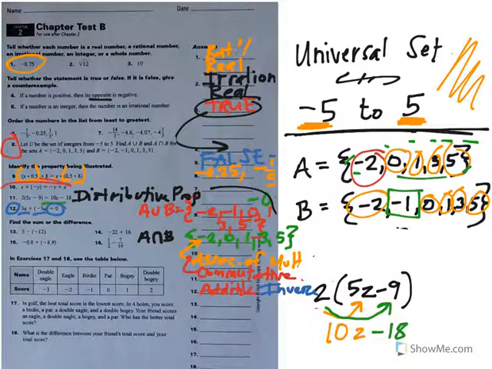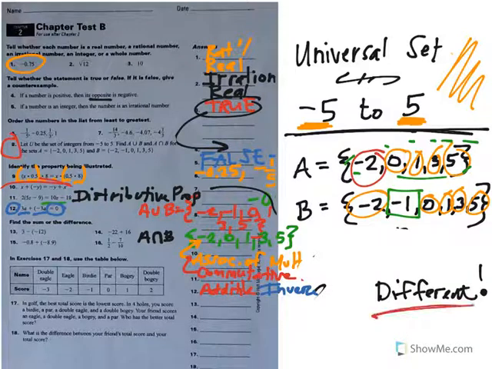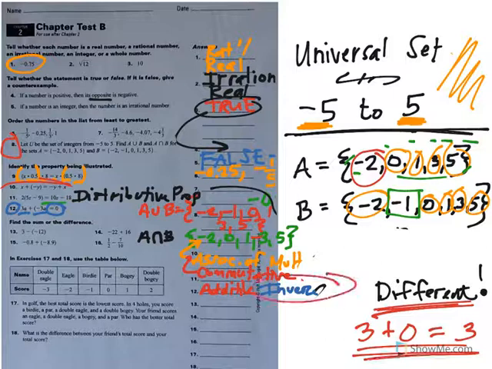Students confuse that with the additive identity. The additive identity is different. It's when you take a number like 3 and you add 0, you get yourself. It's called the additive identity. It is different than the inverse, where you add your opposite to get 0.